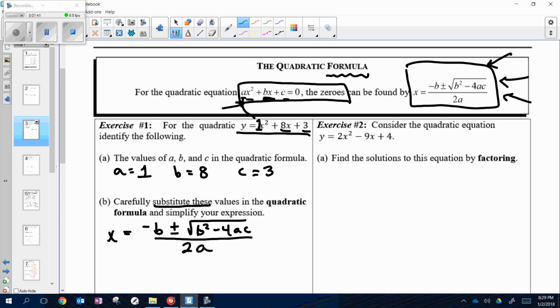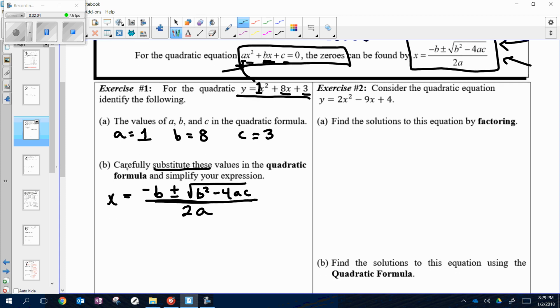Just to make you remember that, I'm going to actually sing it for you, and I'm sorry, I have a terrible singing voice. This is to the tune of I Love You, You Love Me. It's a Barney song. x equals negative b plus or minus the square root of b squared minus 4 times a times c, all over 2a.